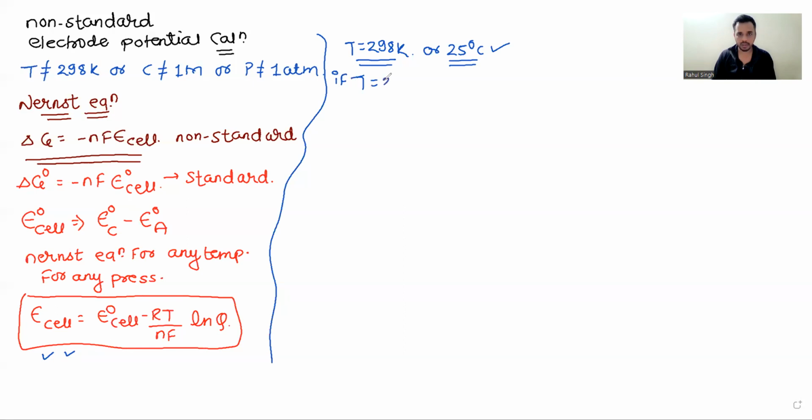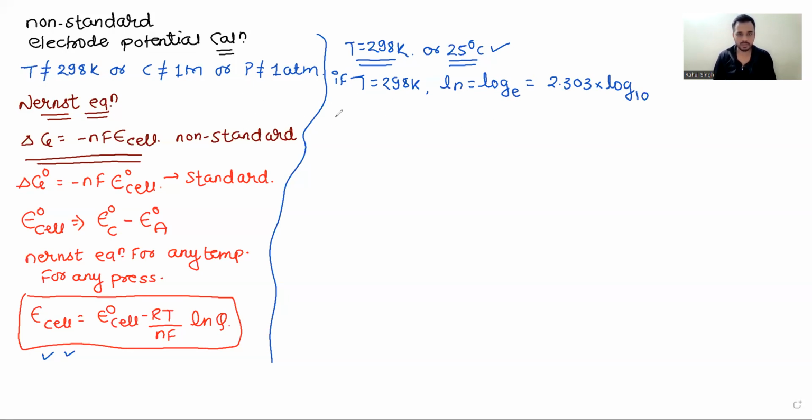Suppose we take temperature as 298 Kelvin, and ln, that is log to the base e. To convert this to log to the base 10, we use 2.303 into log to the base 10. These conversion factors are very important, and we are going to use them here.